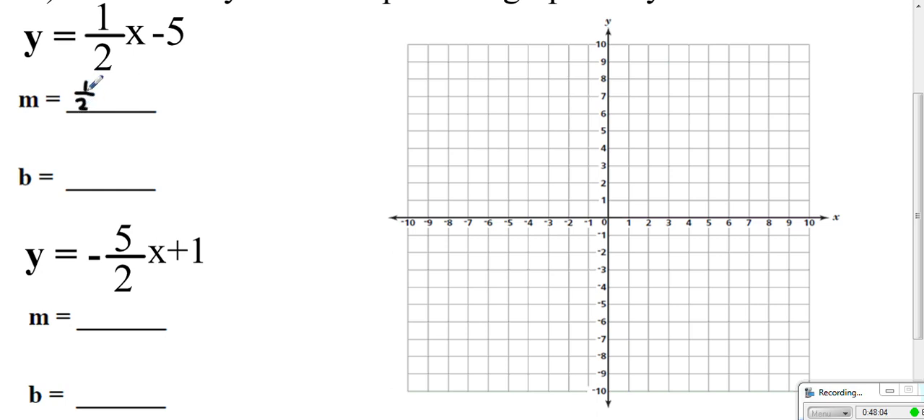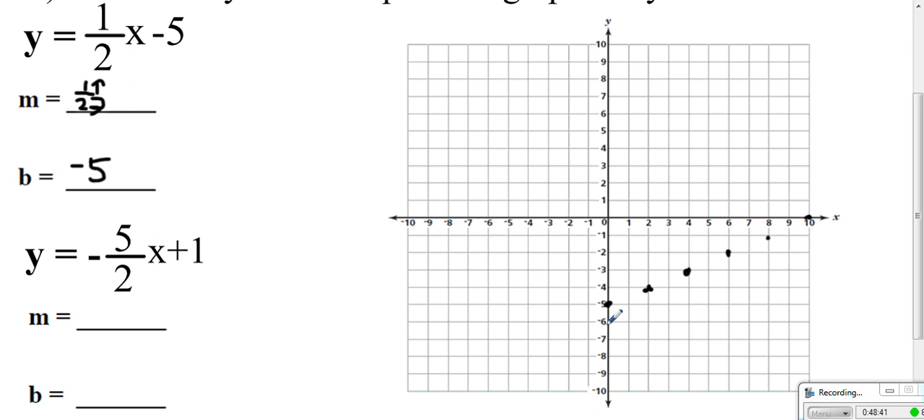All right. So this is a half. That's good. That's the rise over run. That's the rise. This is the run. They're both positive. So the arrows will tell you where to go. All right. So the y-intercept is negative 5. So that's the first point I'm putting on there. And the rise is 1. The run is 2. Put a point there. The rise is 1, the run is 2. Repeat.